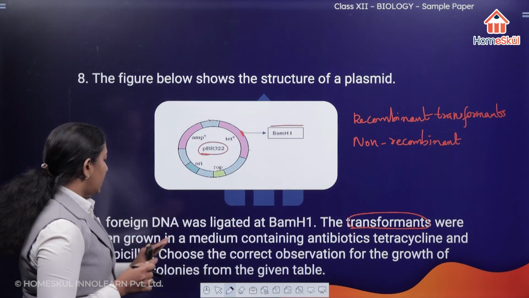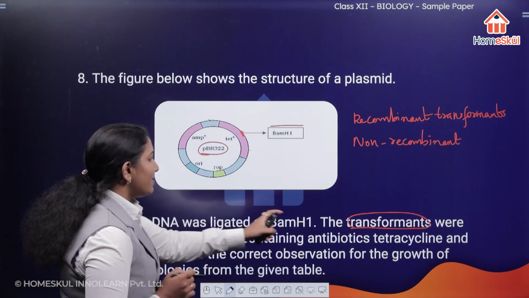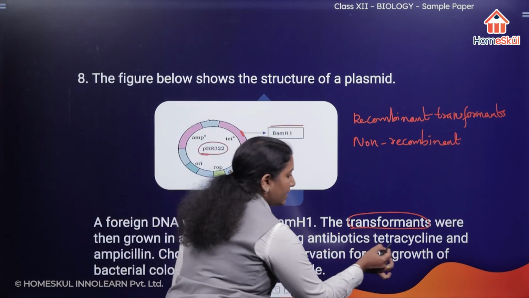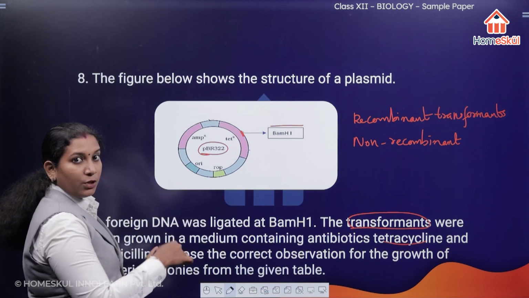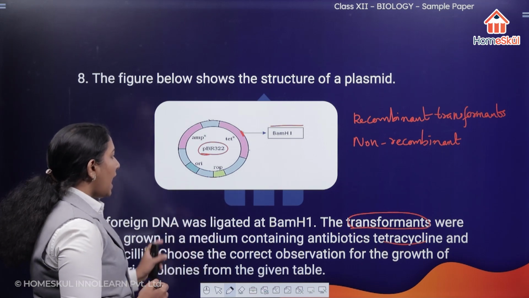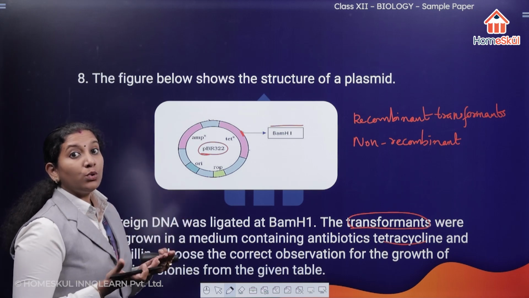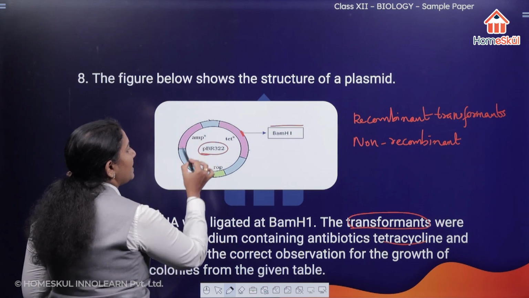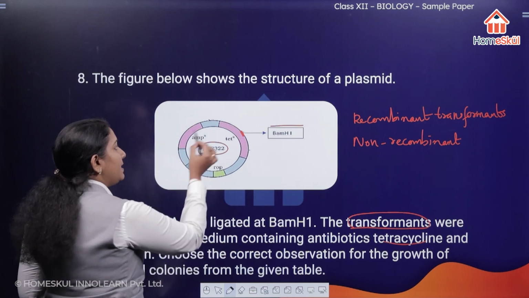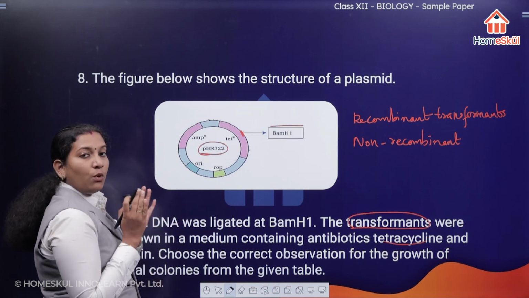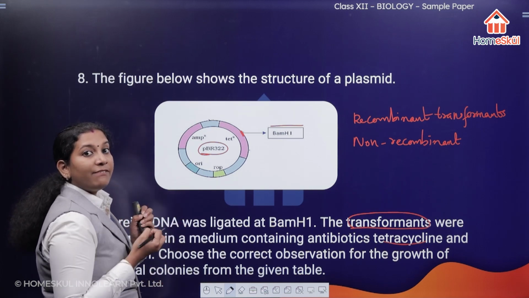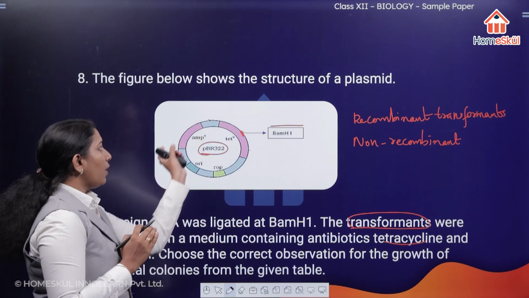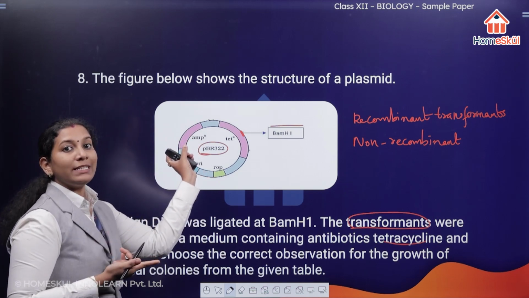So what is the condition here? These transformants are grown in a medium containing the antibiotics tetracycline and ampicillin, and you have to find their growth condition. When they are grown in the ampicillin medium, what will happen? They have ampicillin resistance, because there is no hindrance to this resistance, so they will grow in the ampicillin medium.